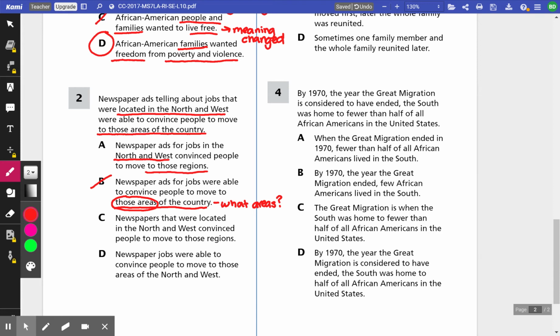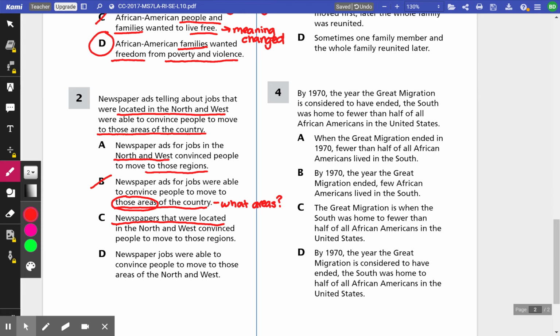So C says newspapers that were located in the North and the West convinced people to move to those regions. Well, guys, let's look back up at our original sentence. It says newspaper ads telling about jobs that were located in the North and the West convinced people to move to those areas of the country. Well, according to answer choice C, it says that the newspapers convinced the people to move there, right? But we know that it wasn't the newspapers, right? The actual printed copy of the newspaper didn't make people move.